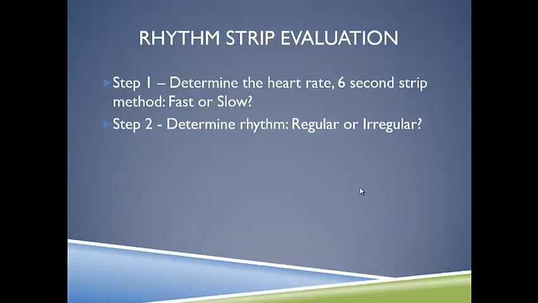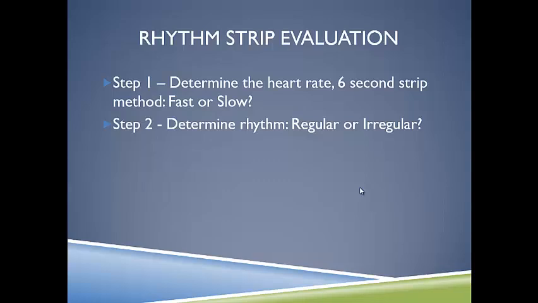Number 2, we're going to determine if it's regular or irregular. We don't need fancy calipers to figure this out. Just take a blank sheet of paper and mark 3 consecutive R waves on your sheet of paper. That's the top of the QRS complex. Then line those marks up through all the complexes on the strip.